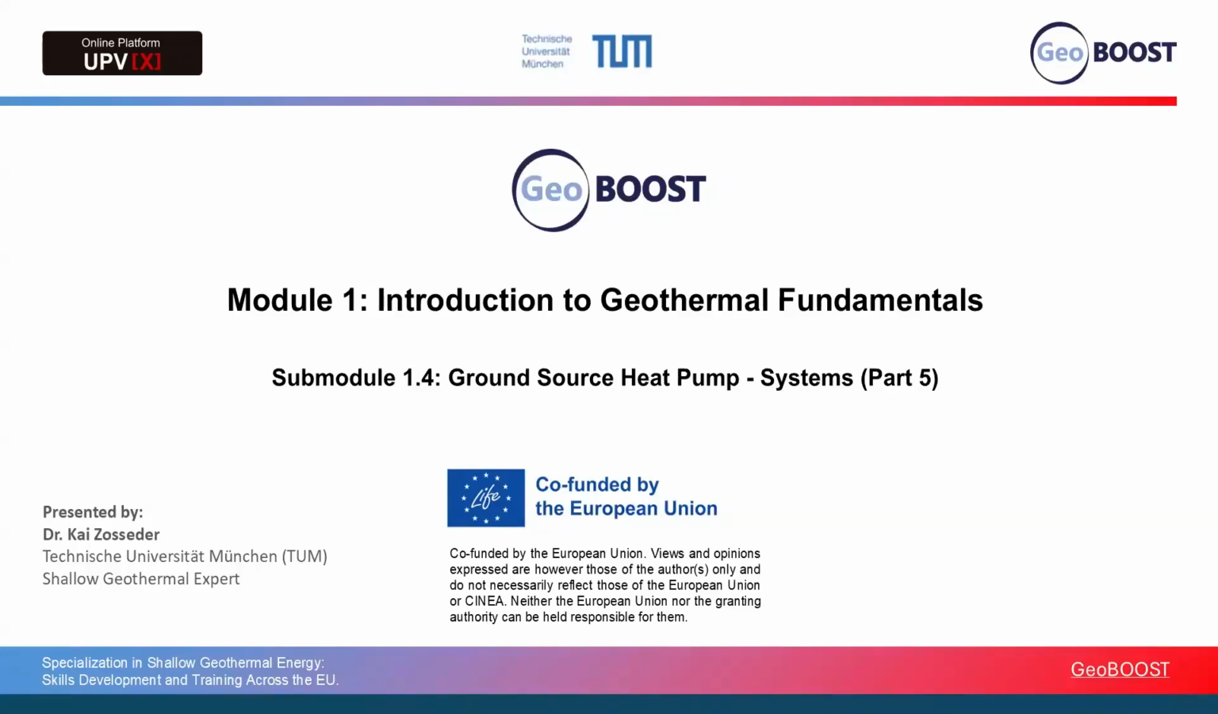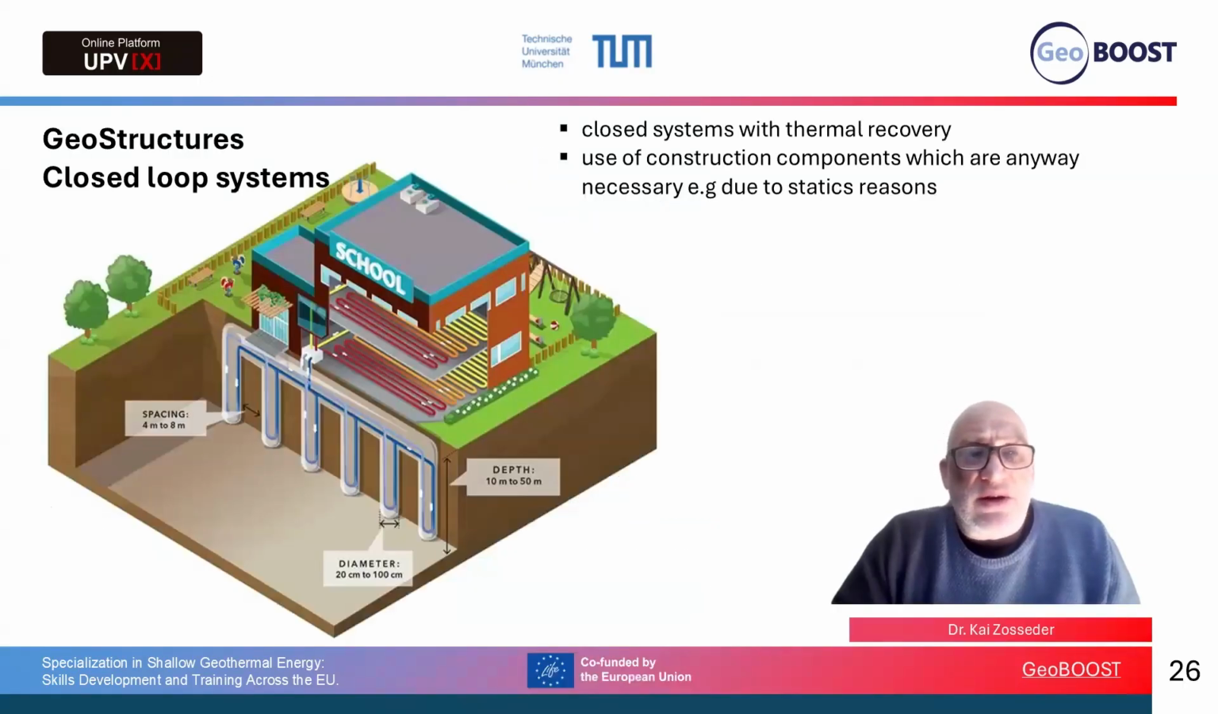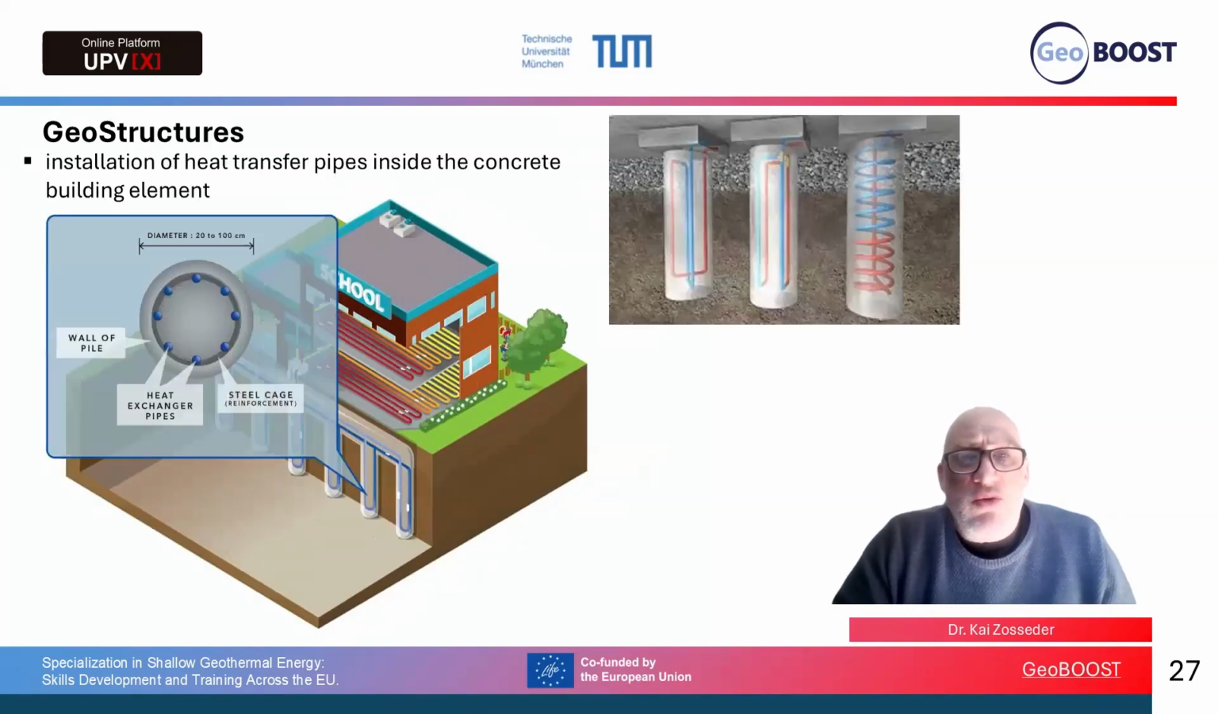We are in Submodule 1.4, Ground Source Heat Pump Systems, Part 5, and I want to tell you something about geostructures. Geostructures are construction components which are necessary anyway, for example for static reasons, for a building or a platform or whatever. And then we put pipes into these geostructures, so into piles or whatever, and use that as a heat exchanger. So we know several specific designs of these heat exchangers in the piles.